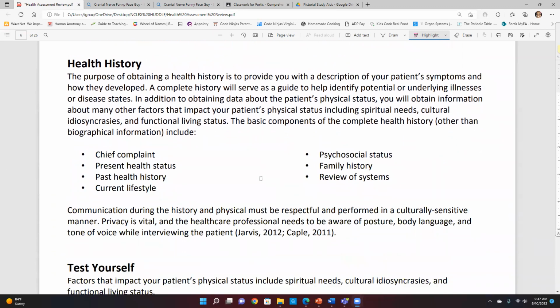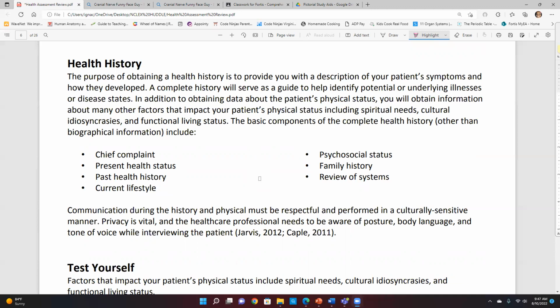All right, let's go to the health history. So when we think about the health history, we're going to be asking some questions. You probably have seen many forms. You may be familiar with the forms. We're going to find out the chief complaint. That doesn't mean that the patient is complaining. The chief complaint means the reason why the patient is in the office today.